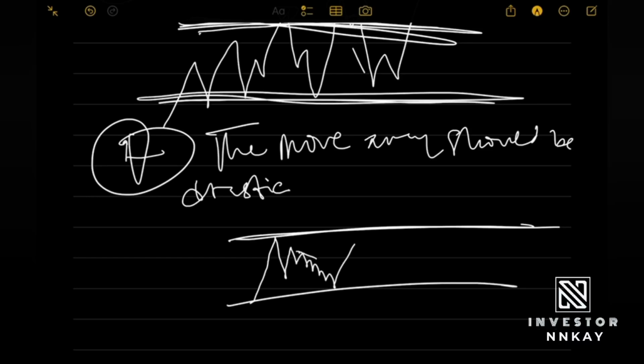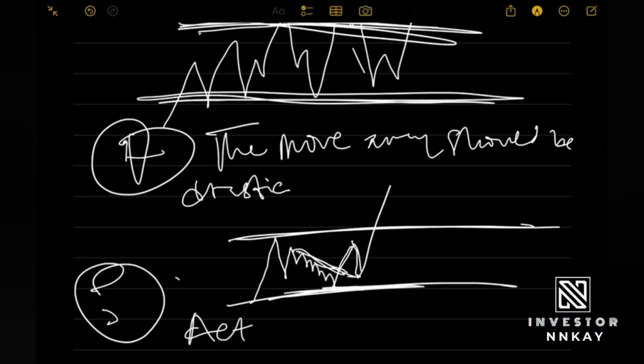Can you see how fast? Let's just imagine it's clearing all of these levels. Okay, so when price is coming back down, you'll be expecting a bounce off on this. So when price's move away from a level is very drastic, you consider that level.